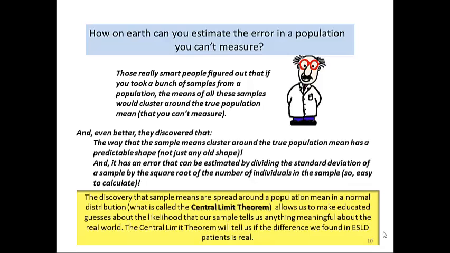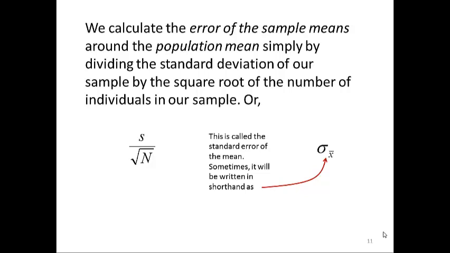It allows us to make educated guesses about the likelihood that our sample tells us anything meaningful about the real world. The central limit theorem will tell us if the difference we found in our patients is truly real and can be inferred to the whole population. We calculate the error of the sample means around the population mean simply by dividing the standard deviation of our sample by the square root of the number of individuals in our sample.